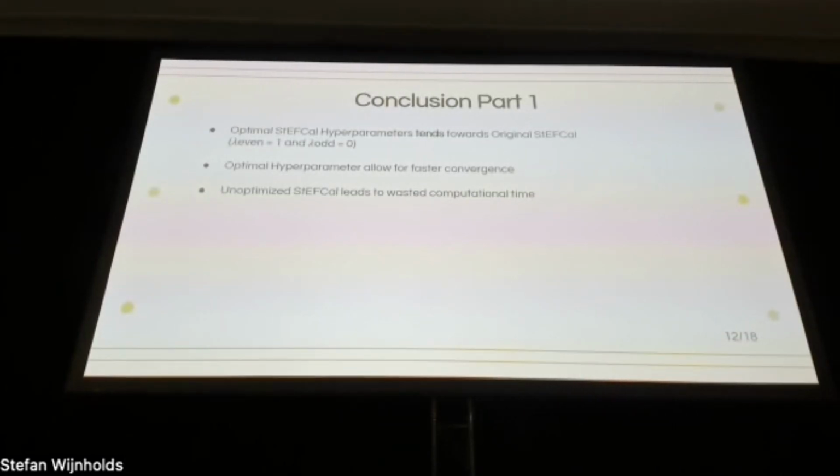Okay. So, conclusion part 1. Having optimal STEFCAL, the hyperparameters will tend towards original STEFCAL, which is lambda even equals 1 and lambda odd equals 0. We haven't proven yet that it will definitely converge at 0, 1. It only tends to it. Then when we optimize the hyperparameters, we get faster convergence. And when we leave STEFCAL unoptimized, it will lead to wasted computational time.